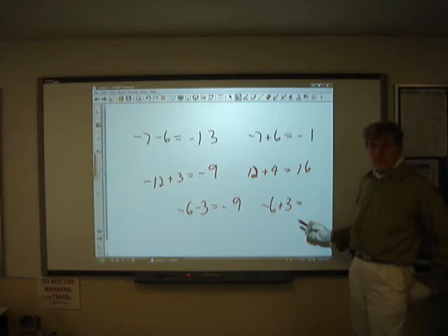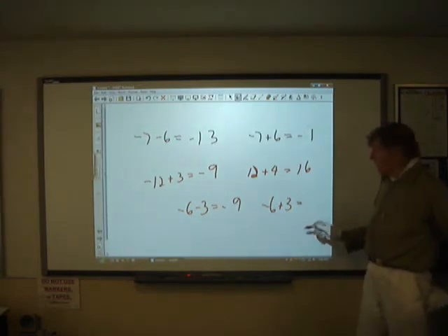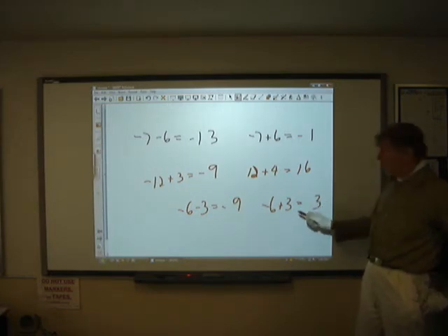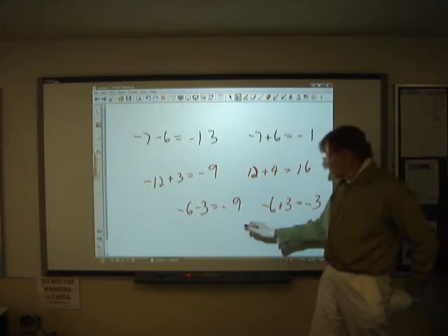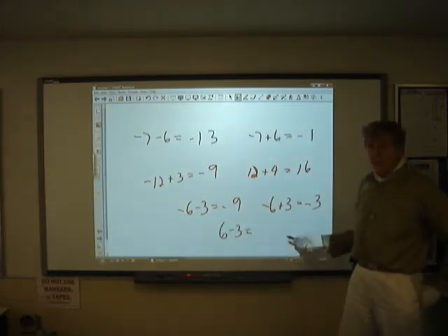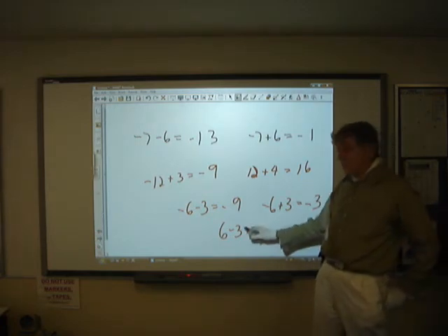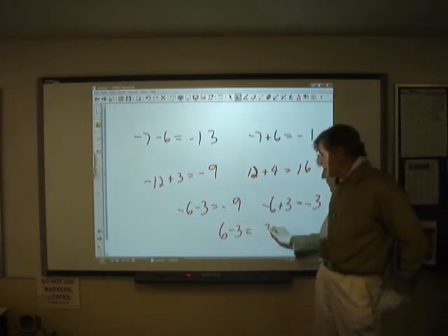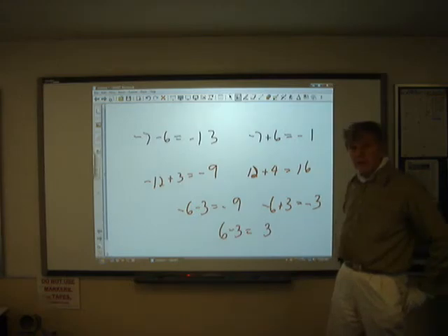But let's try a minus 6 plus 3. The numbers have different signs, so Rule 2 applies. We subtract the smaller from the larger, producing the number 3, and the sign of the answer is the sign of the larger. So let's try a 6 minus 3. Rule 2 applies because they have different signs, so we subtract the smaller from the larger, producing a 3, and the answer has the sign of the larger.